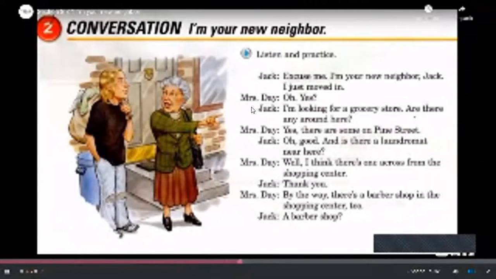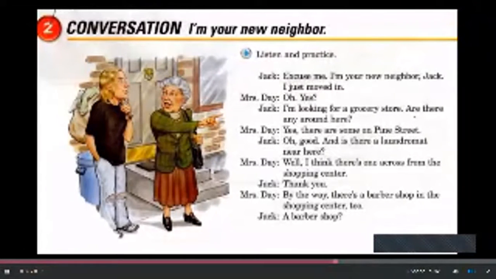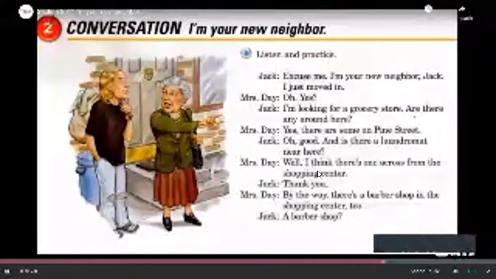Excuse me, I'm your new neighbor, Jack. I just moved in. Oh, yes? I'm looking for a grocery store. Are there any around here? Yes, there are some on Pine Street. Oh, good. And is there a laundromat near here? Well, I think there's one across from the shopping center. Thank you. By the way, there's a barber shop in the shopping center, too. A barber shop?